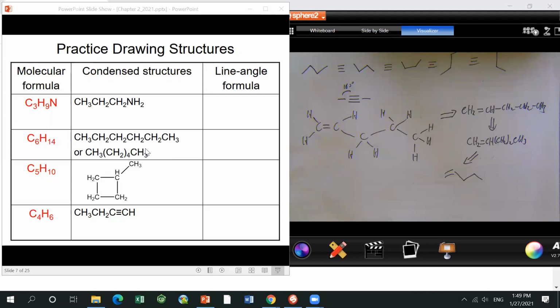We have to go to the lab, it's almost 1:50. So we're pretty much done with class today. On Friday, we'll first practice drawing some line angle structures for these 4 molecules, and then we continue this chapter. Do you guys have any questions?